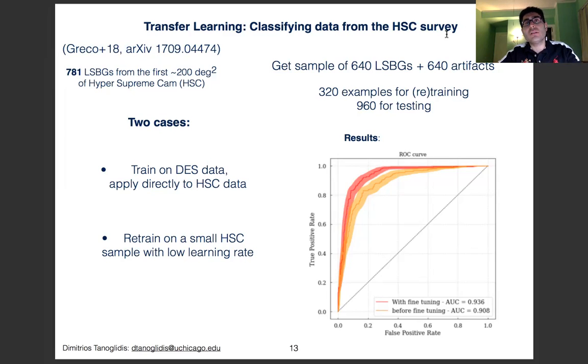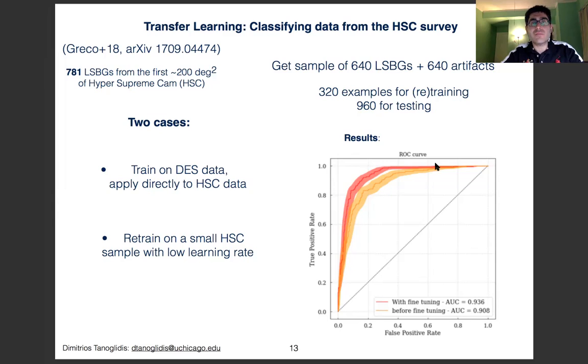So we had a sample of 640 low surface brightness galaxies and 640 artifacts. And we did two things. First, train on DES data, as I showed you, and apply directly to Hyper Suprime-Cam data. And in the second case, retrain on a small Hyper Suprime-Cam sample with a very low learning rate on top of the training that happened from the DES data. So we separated this sample into 320 examples for the retraining part and 960 for testing in both cases.